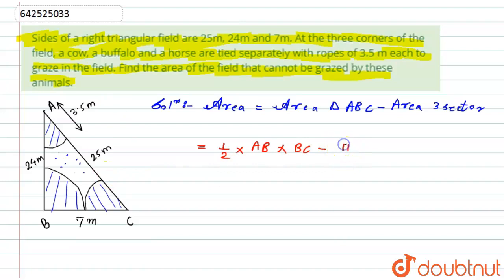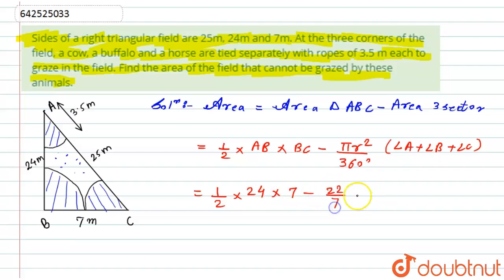That is pi r square by 360, in bracket the addition of all the angles of the triangle, that is angle A plus angle B plus angle C. Now here I will directly put the values: 1 by 2 will be as it is, AB is given to us 24 meter, BC is 7 meter, minus pi is 22 by 7 into R, which is given to us 3.5 meter, that bracket squared, divided by 360, and as we know the addition of all the angles of a triangle is 180 degree.